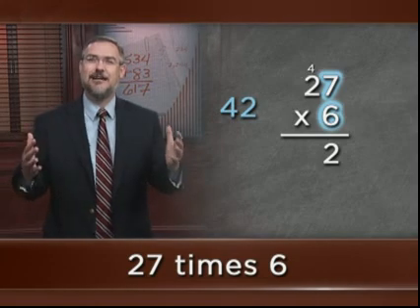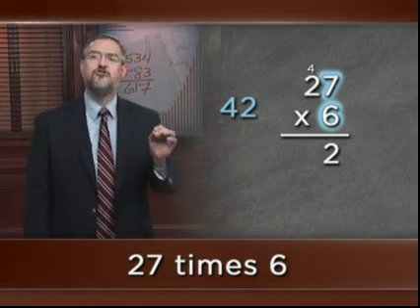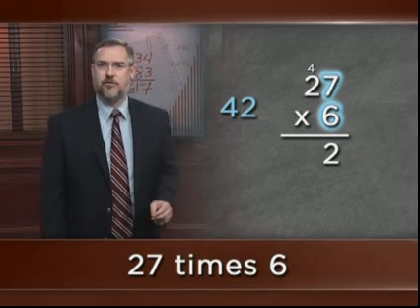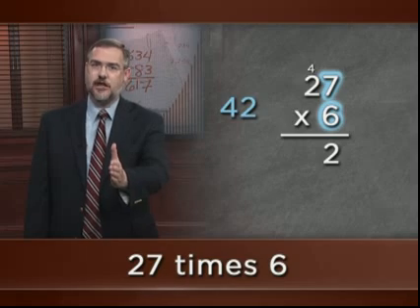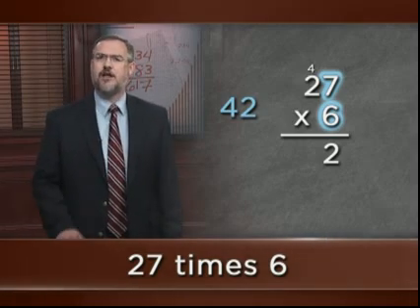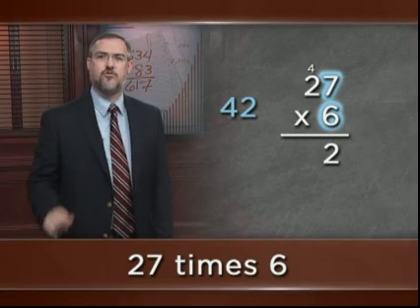It's the same idea as carrying with addition. We write a small 4 just above the 2 in the 27, because the 2 in that 27 is the next digit over to the left from the 7. For now, just ignore that 4. It will come into play in just a moment, but let's just ignore it.